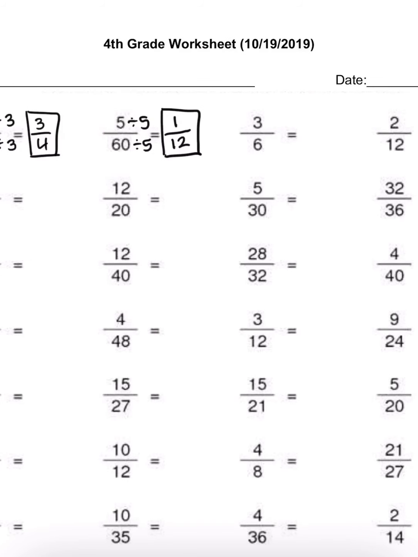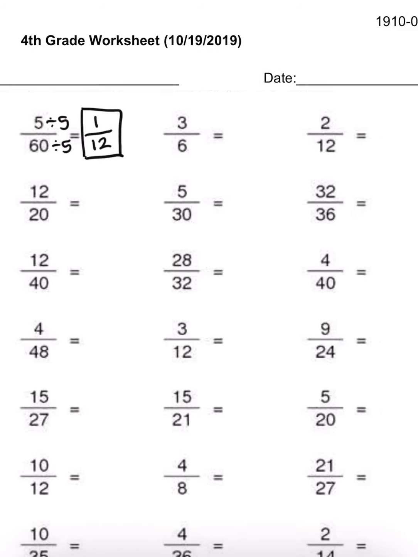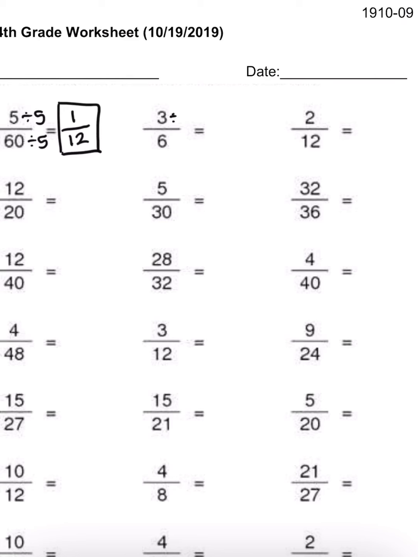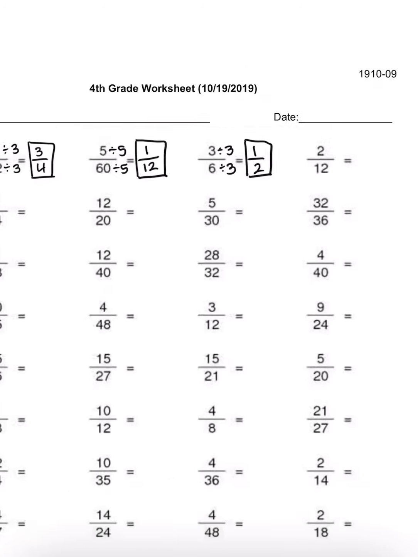Now the third problem asks you to simplify 3 over 6, and as you probably already know, both 3 and 6 are divisible by 3. And when you divide both by 3, you get 1 and 2. So your answer would be 1 over 2.